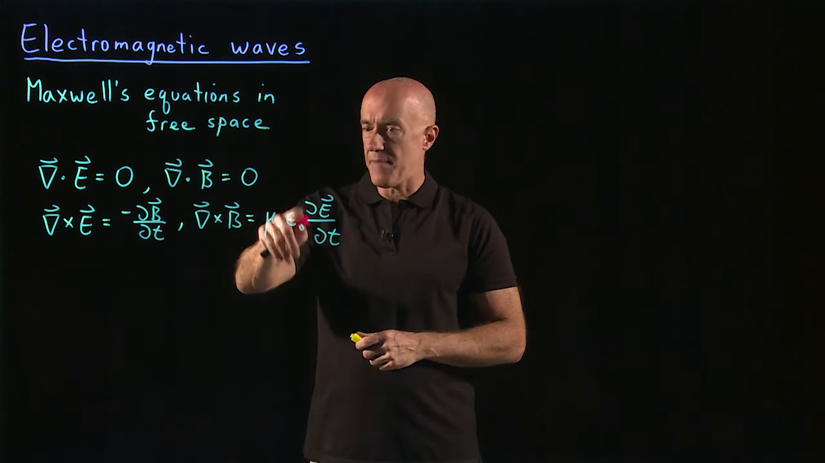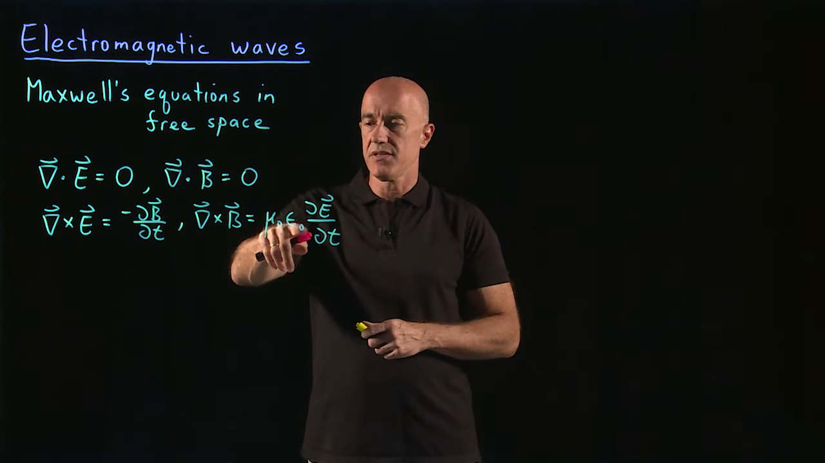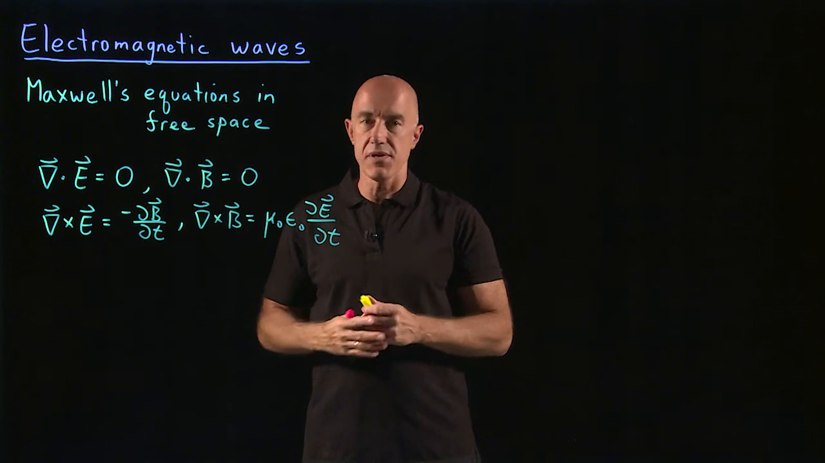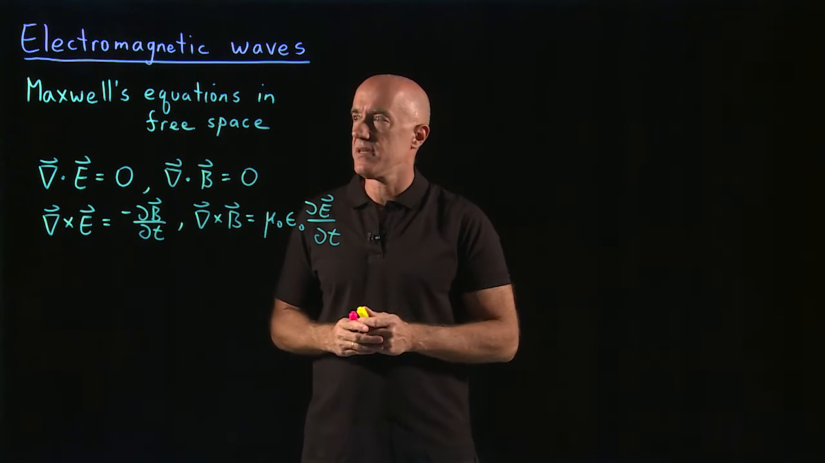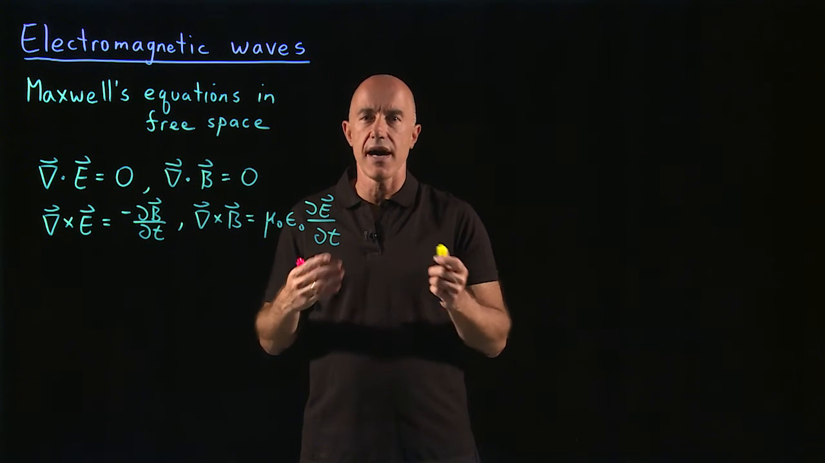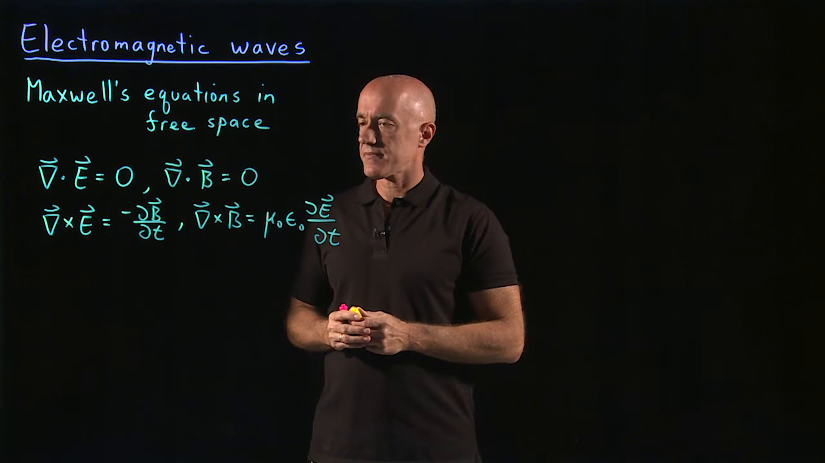So epsilon naught is called the permittivity of free space. It's associated with the electric field. And mu naught is called the permeability of free space. It's associated with the magnetic field. These are the form of the equation in the so-called SI units, which are typically learned by engineers.